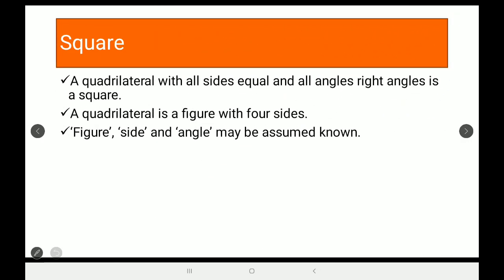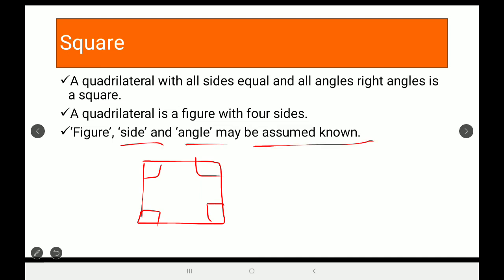Square. A quadrilateral with all sides equal and all angles right angle is a square. Any quadrilateral, we know that a square has all four sides the same and all the angles 90 degrees. Quadrilateral is a figure with four sides. So figure, side, angle may be assumed as known.